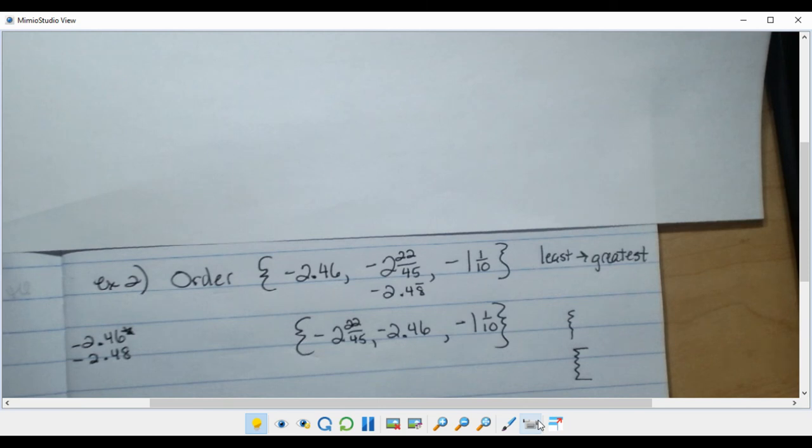So again, you want to compare negatives versus positives. You want to check to see if there's whole numbers that you can use to order them. And then you want to get everything into the same form, probably going for decimals. From there, you can do it on the number line, or you can simply compare by place value. And negatives make everything function opposite.